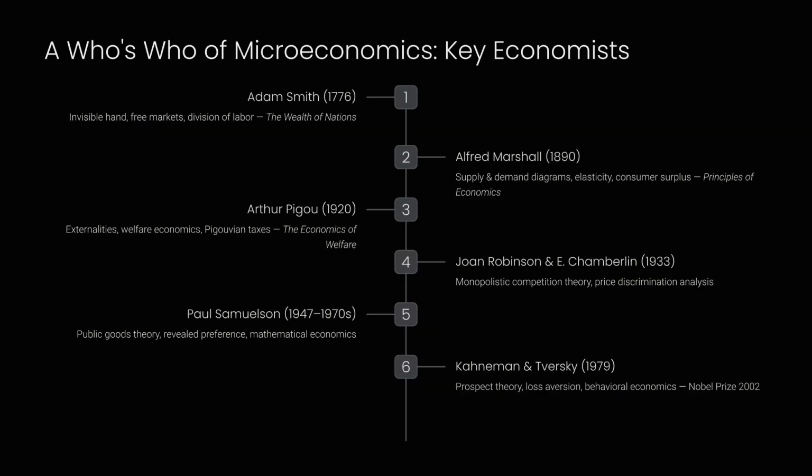This video highlights essential microeconomists: Adam Smith with The Invisible Hand, Alfred Marshall with Supply and Demand, and Arthur P. Gu with Externalities. More recently, Kahneman and Tversky founded behavioral economics.